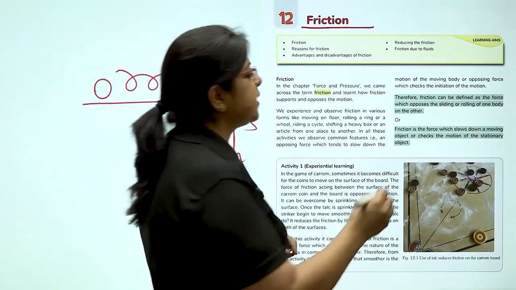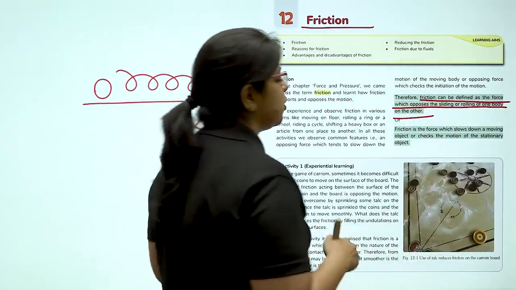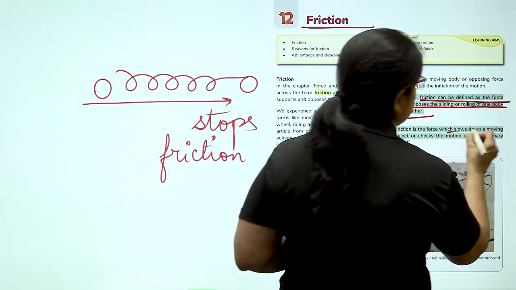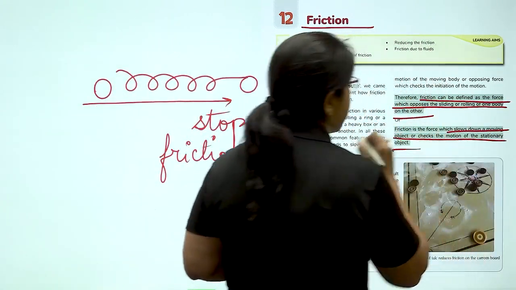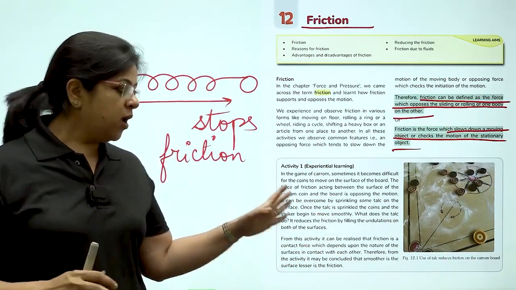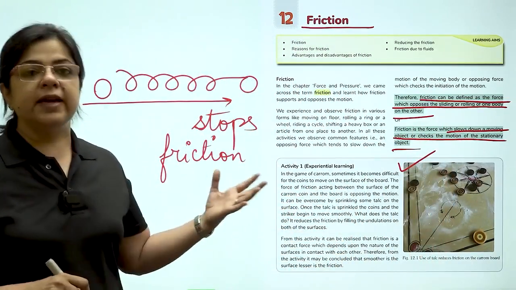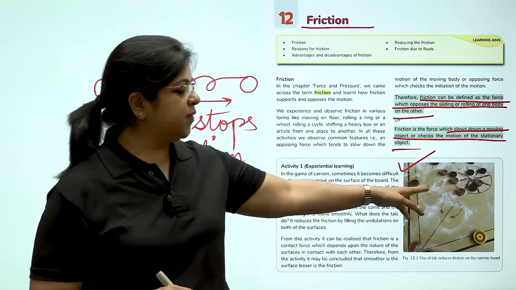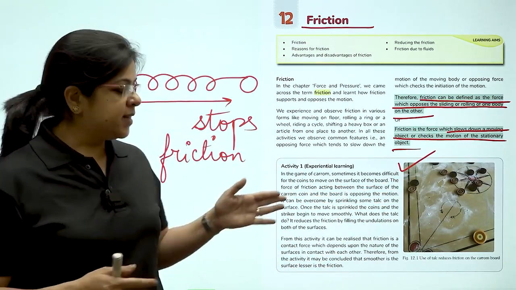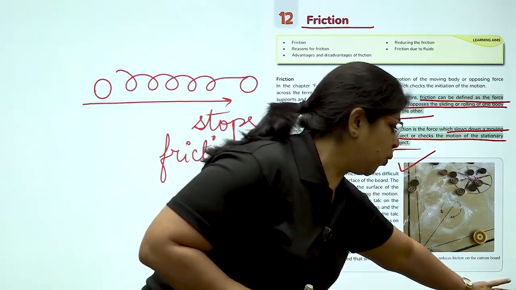So friction can be defined as the force which opposes the sliding or rolling of one body on another, and friction slows down a moving object and checks the motion of a stationary object. We all have played the game of carom at some point in our lives, and we know why we use talcum powder on the carom board, so that when we strike, there is a smooth movement of the coins over the board.